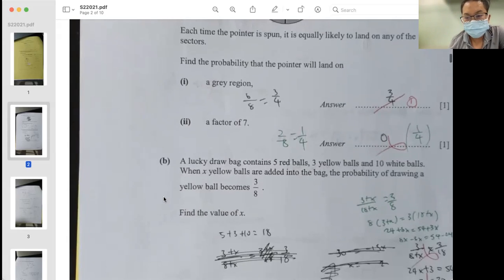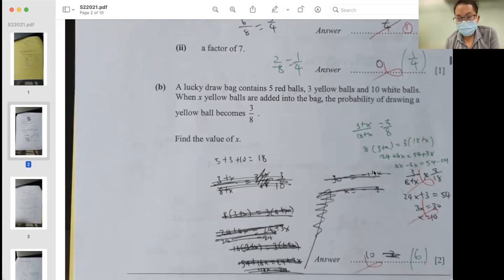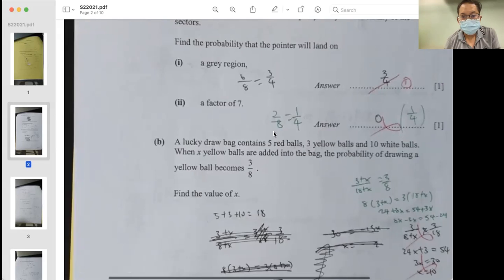Basically, just equate 3 plus x, where x is the yellow balls added, over 18 plus x, equals 3 out of 8. Then you simplify and solve, and eventually you'll get x equals 6.